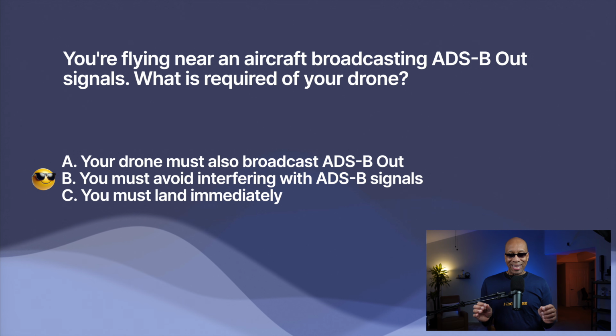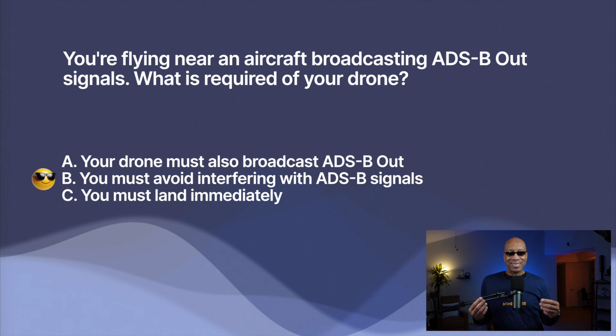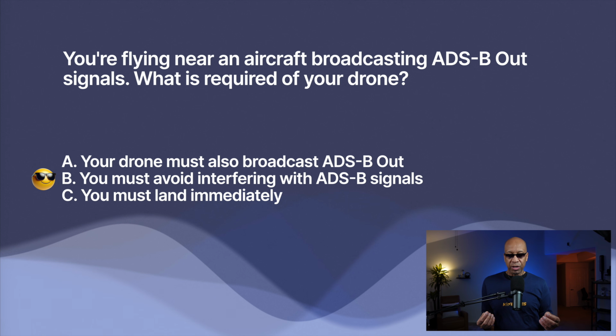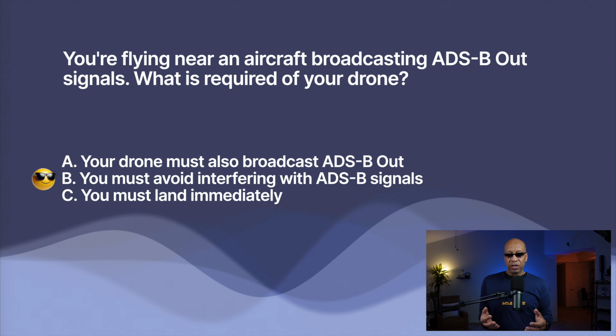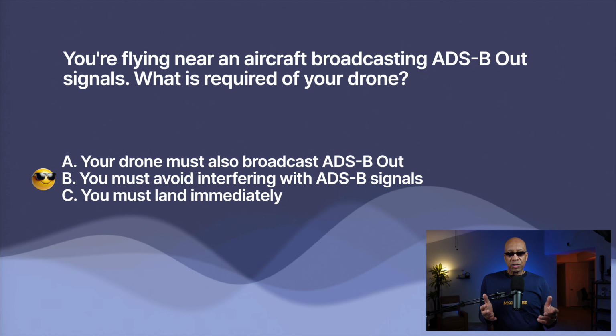You must avoid interfering with ADS-B signals. So the explanation, so you fully understand this, is that drones are generally prohibited from broadcasting ADS-B out because it causes clutter and static. It interferes or clutters with ATC systems. You must not interfere with manned aircraft broadcast systems. So ADS-B out is not something that you can use on a drone.